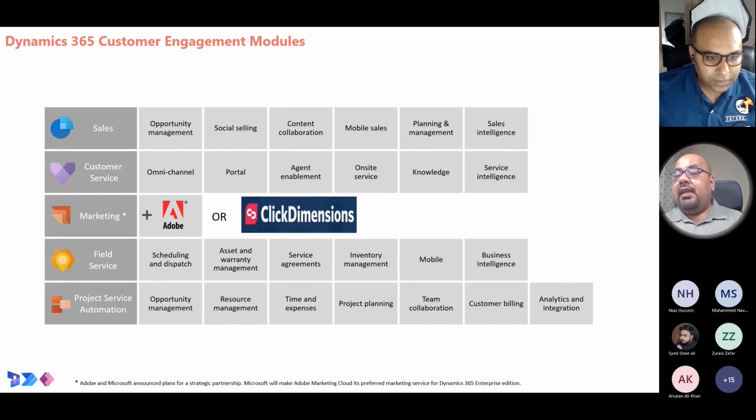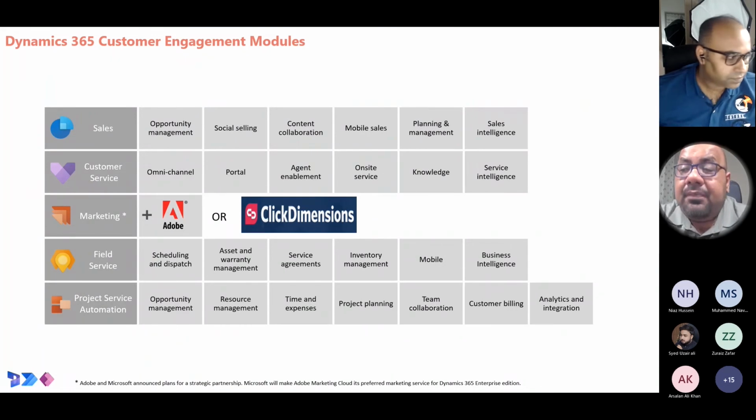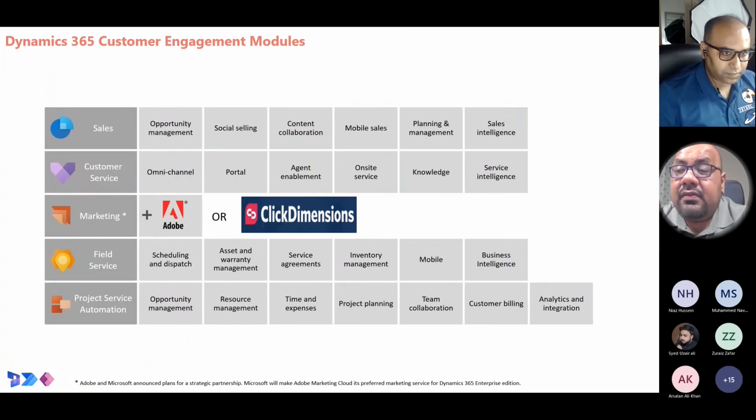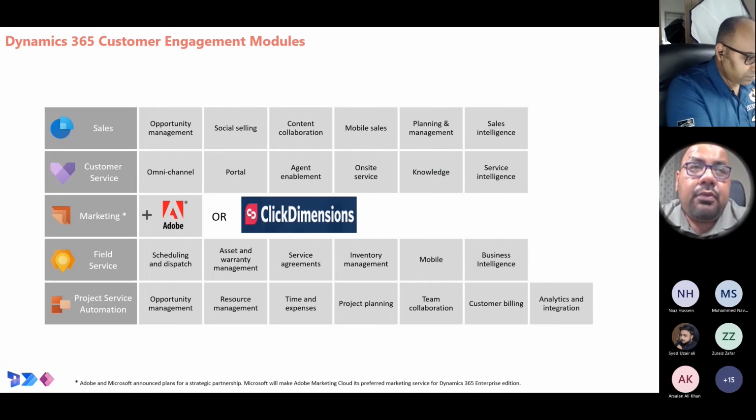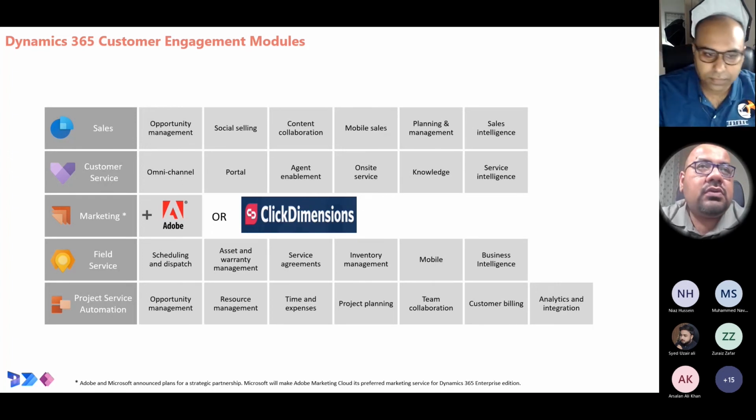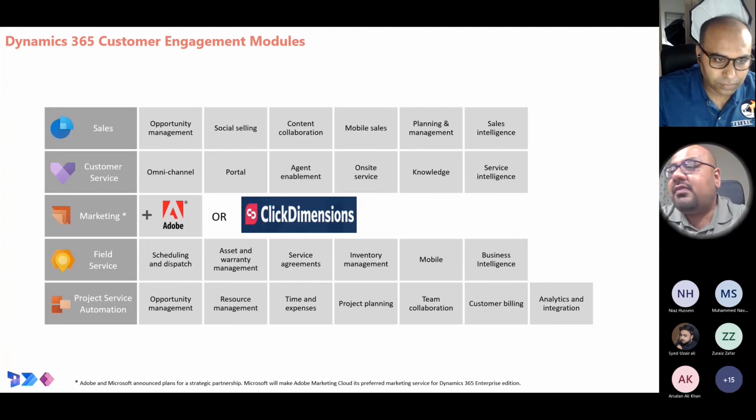Exactly. Now we have the customer service. In the customer service, omni-channel integration. Omni-channel means you have all the digital mechanisms where the input normally comes, such as WhatsApp messaging, email, website, social media platforms. So all of the channels that you want to connect, omni-channel support is available on Dynamics 365 customer service.